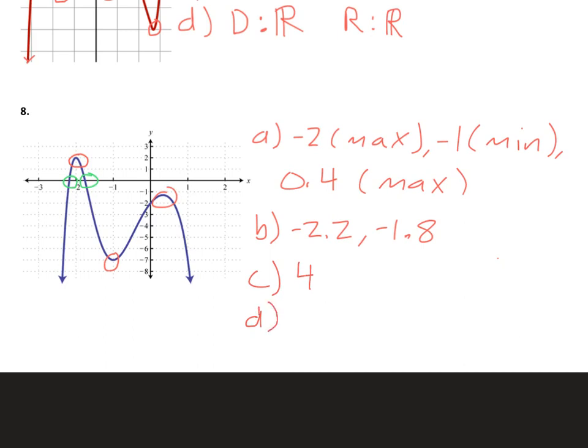The domain's all real numbers. Okay, the range is not all real numbers. So notice the arrows go down forever, but they do not go up forever. So we have to figure out what's the highest point. The highest point, and remember, high and low, you look at the y. So the highest point looks like it's at 2. So I'm going to say y is less than or equal to 2 because the y values always stay below 2. Okay, that is it for 5.4.